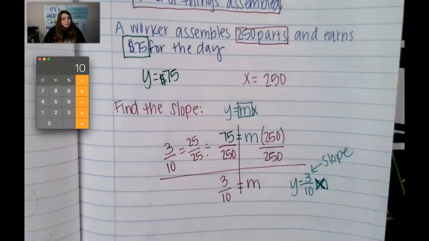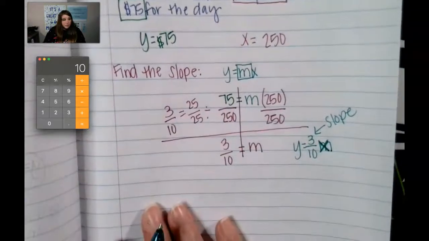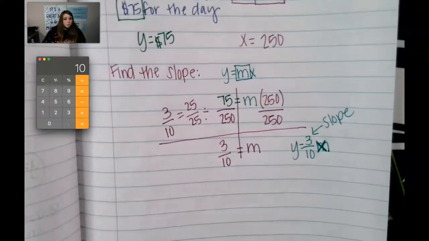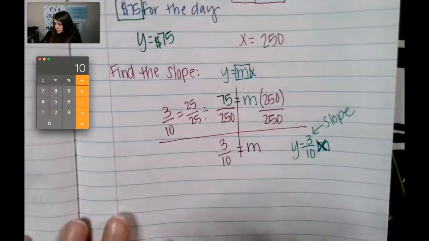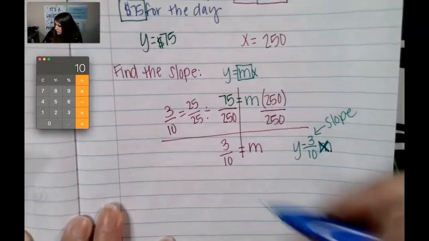So it now is asking a second question. How much does a worker earn who assembles 300 parts? So let's look at the next question.